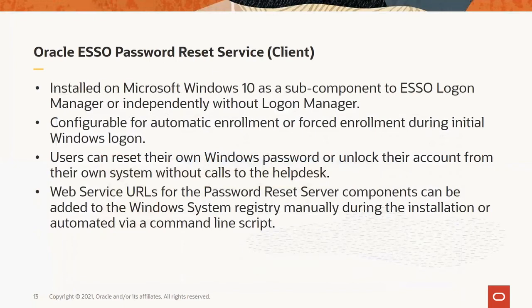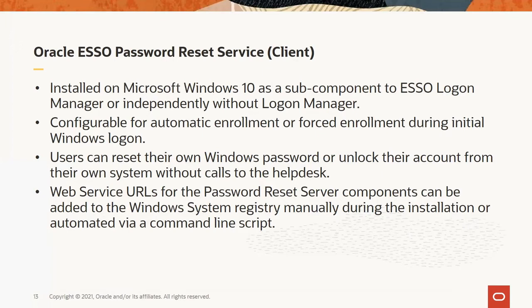The second component is the password reset client, which is installed on the Windows 10 desktop, either as a subcomponent of the ESSO Logon Manager or independently without the Logon Manager client. Users can enroll voluntarily using a URL in a web browser, or administrators can configure password reset to automatically or force enrollment of the users during the initial logon to the Windows desktop. Once enrolled, users can then reset their own passwords or unlock their Windows accounts from their own desktop without calling the help desk for support.